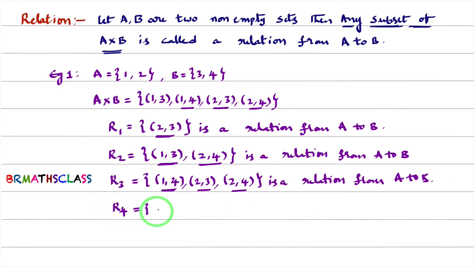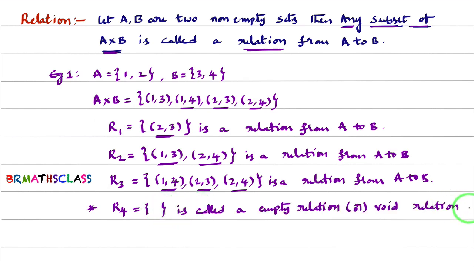R4. You observe, I considered an empty set. Is the empty set a subset of A cross B? Yes, we know that the empty set is a subset of every set. If the empty set is a subset of A cross B, is the empty set a relation from A to B? Yes, of course. Because as per the definition, any subset of A cross B is called a relation from A to B. So here it is a subset of A cross B, so it is a relation from A to B. This is the special case. This relation is known as the empty relation or void relation. I hope you are understanding.